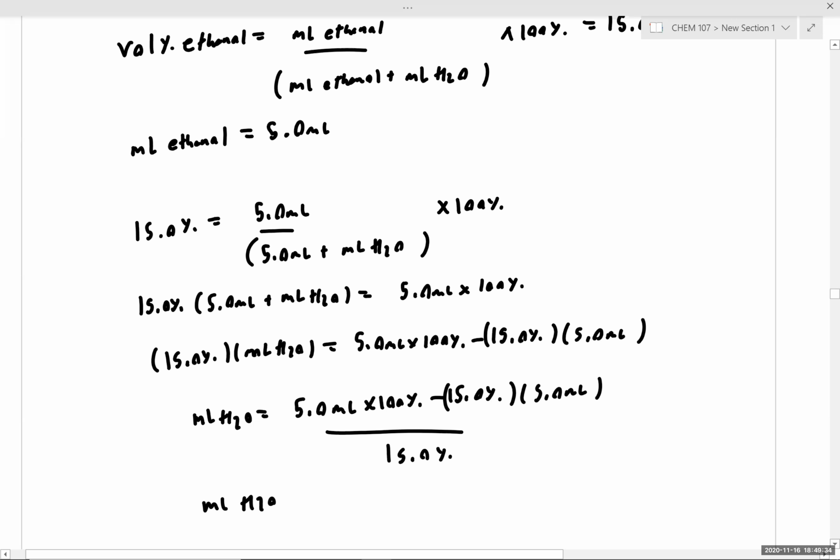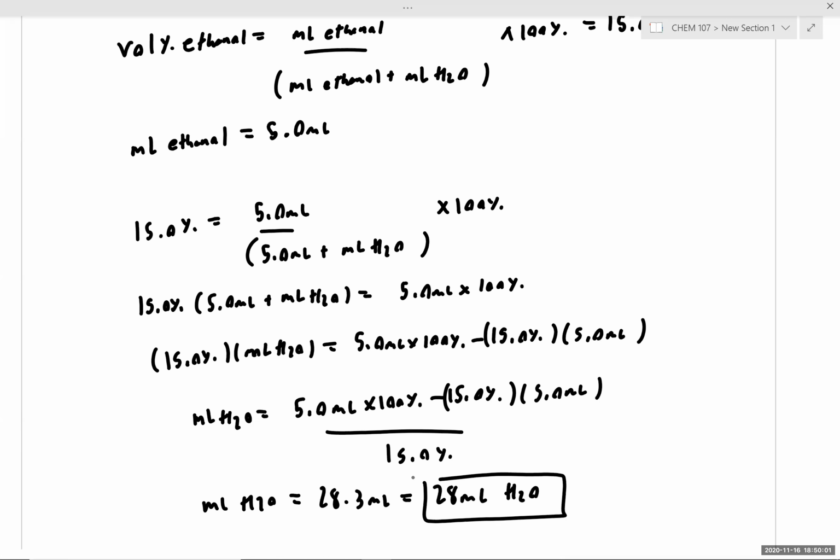So if we punch this into our calculator, we have 5 times 100 minus 15 times 5, over 15, and that gives us a volume of water of 28.3 milliliters that we round to 28 milliliters of water. Does this example make sense to everyone? Yes. Perfect.